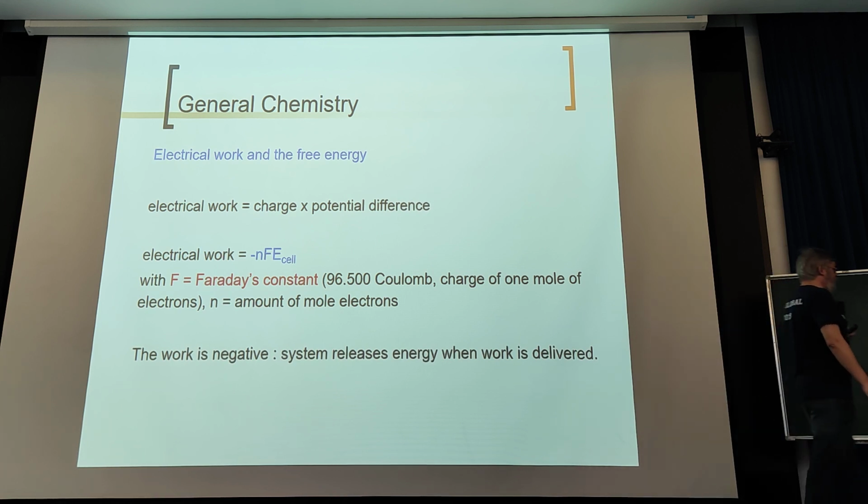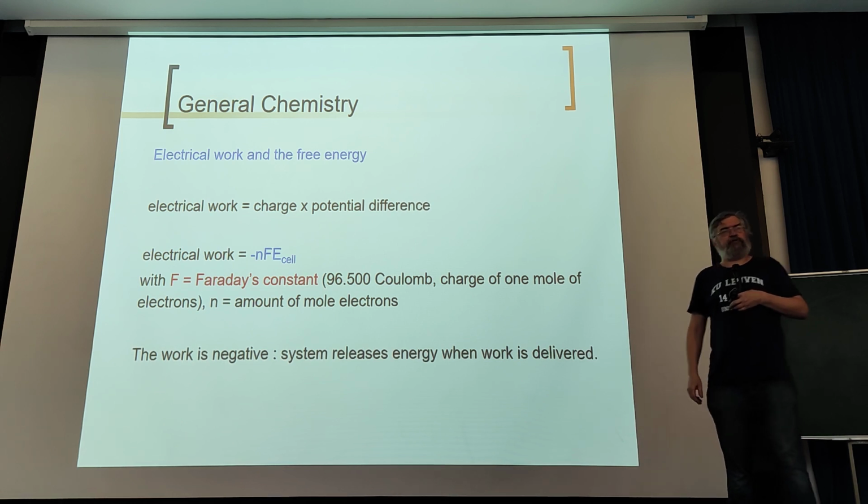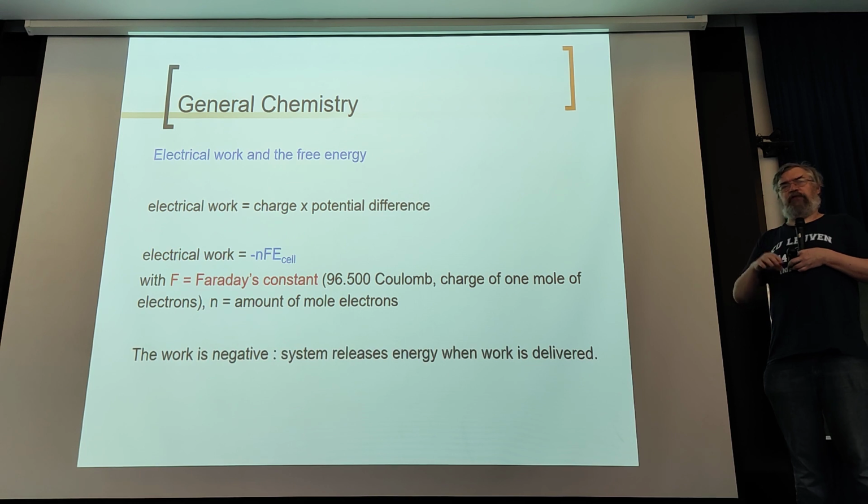What also is apparent is that this electrical work is flowing from the system into the environment. That means it's energy that is lost, and therefore there's a negative sign. The work is minus NF potential difference. Again, it's good to look at in what direction is the flow of the energy. And that's for a galvanic cell, and that's for a spontaneous process.